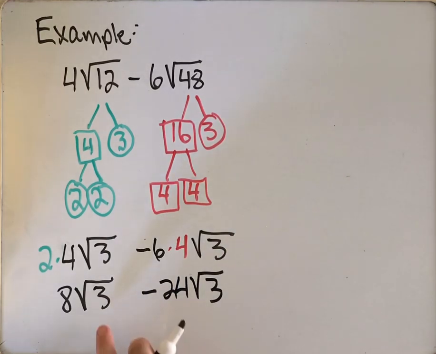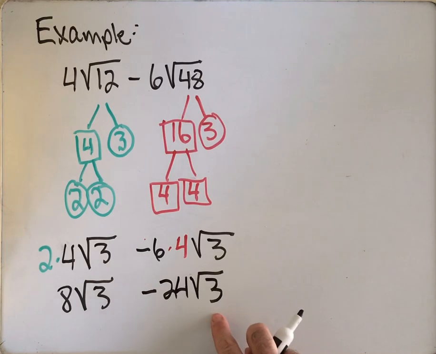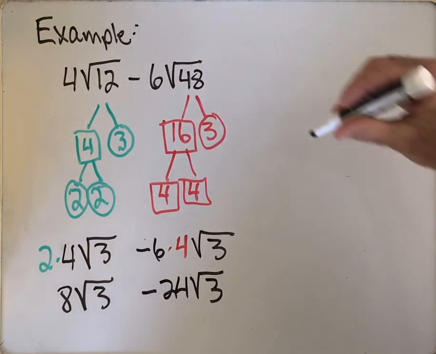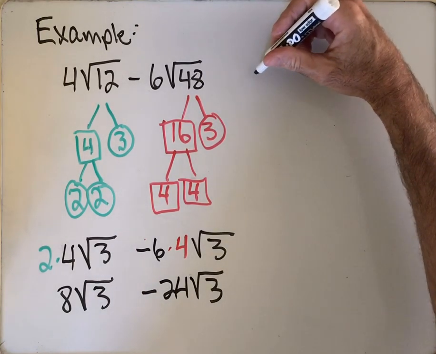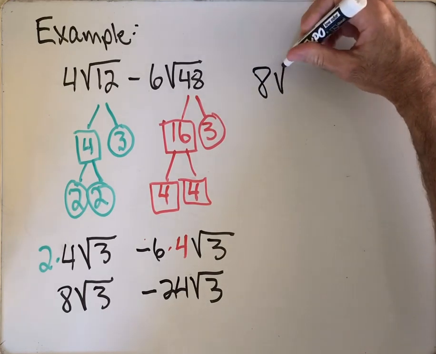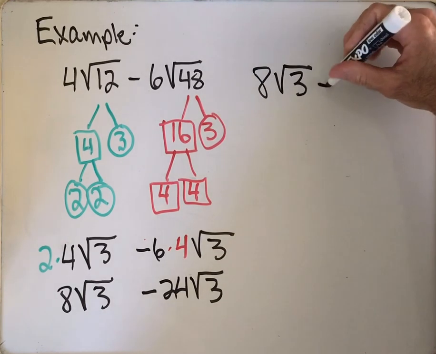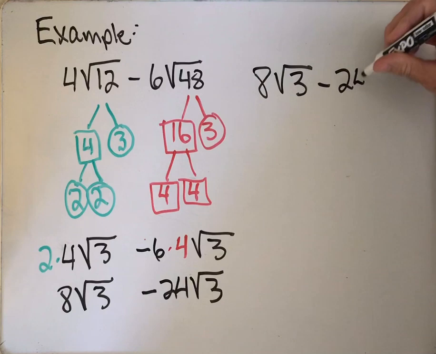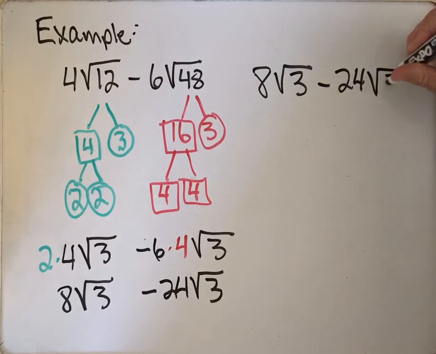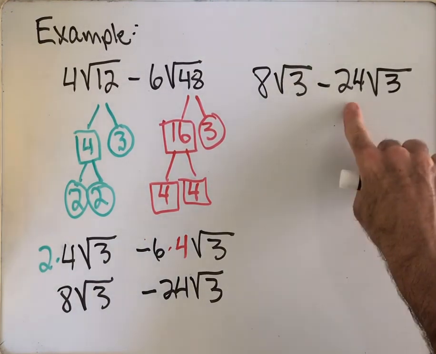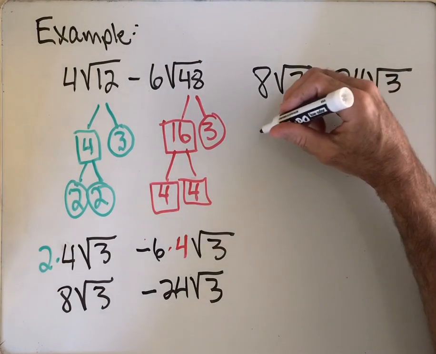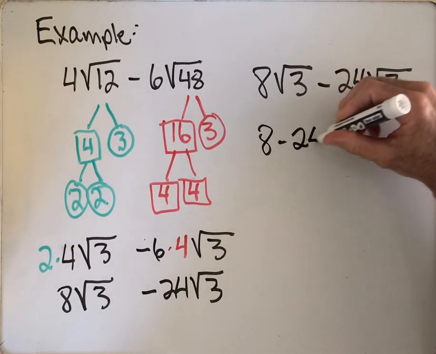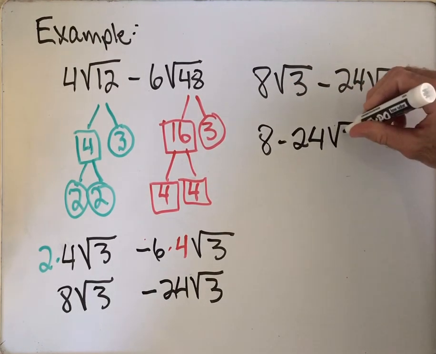Yay! We have like radicands. We've got a root 3. We've got a root 3. We can now combine these. So let's rewrite this over here. We've got 8 times the square root of 3 minus 24 times the square root of 3. We're just going to combine the front numbers, right? 8 minus 24 times the square root of 3.